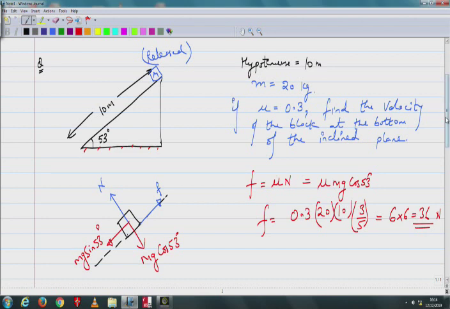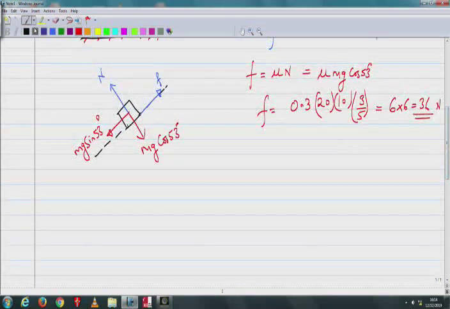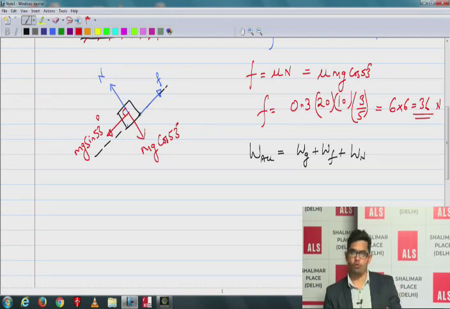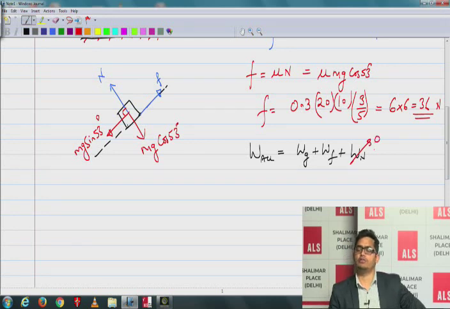Now we have to calculate the work done by all the forces. That will include work done by gravity, work done by friction, and work done by normal. Since the normal force is always perpendicular to the motion, there will be no work done by normal. The angle between force and displacement is always 90 degrees, and because of that, work done by the normal force is 0.